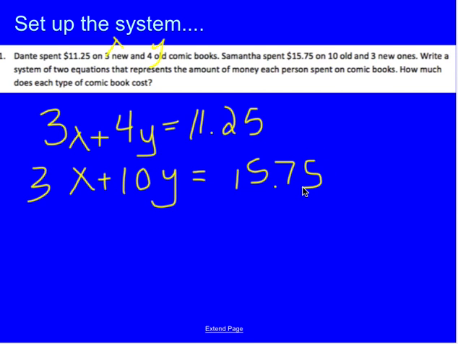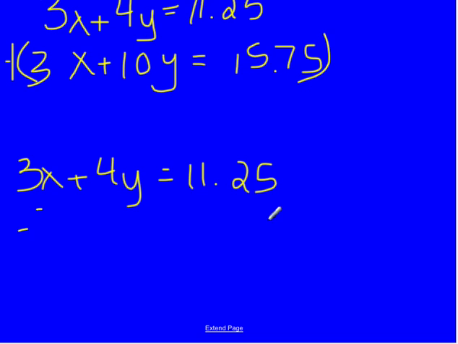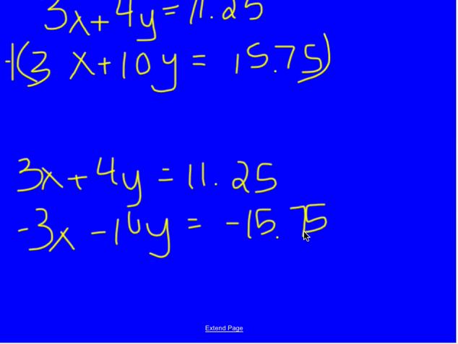So now this is set up to use elimination. I notice that my X's both have a 3, but what I don't have is opposite signs. So I'm going to take this second equation and multiply it by -1. The top equation is going to stay the same. The bottom equation I'm going to change the signs of everything, which in this case is going to make it all negative. So then I get -3x minus 10y is equal to -15.75.